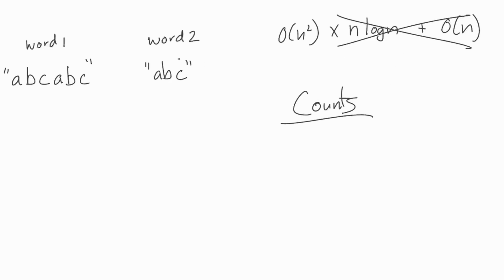We need to make sure that all these characters here have counts at least equal to or greater than those in the substring we're looking at. So let's look at this substring ABC. We see that the counts are equal here, so we know that we can count this substring. Okay, so let's move on to ABCA.